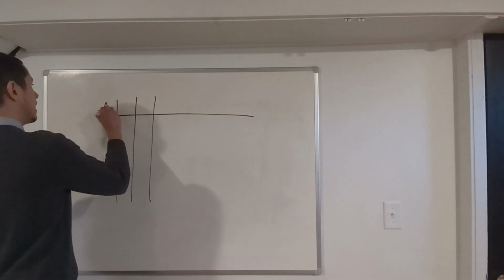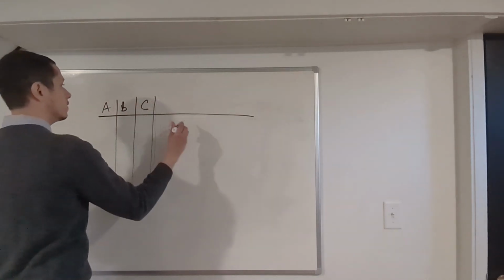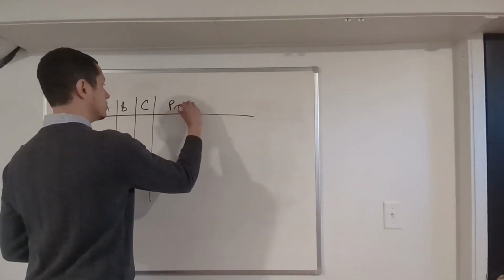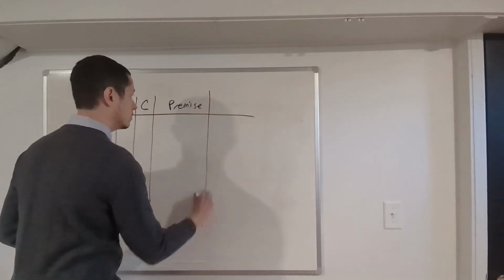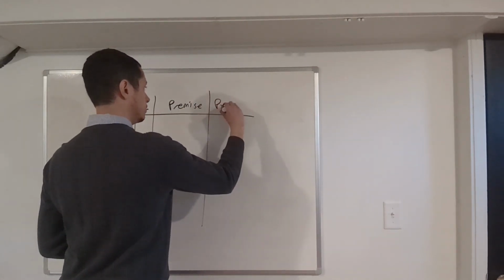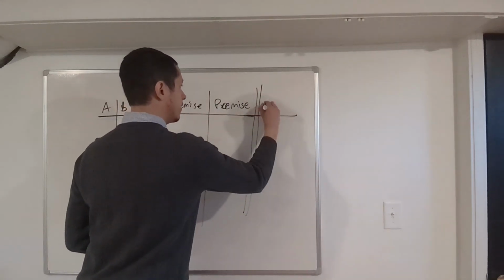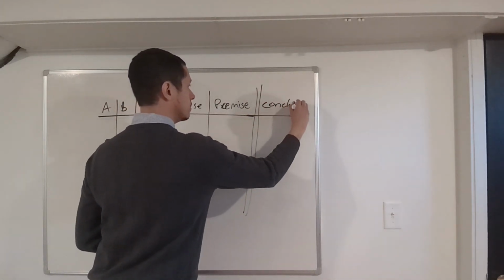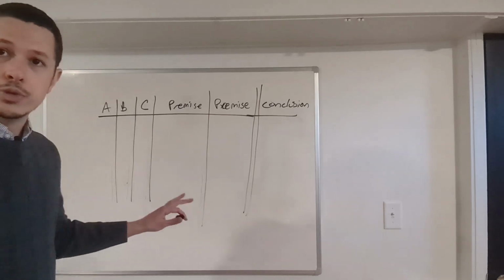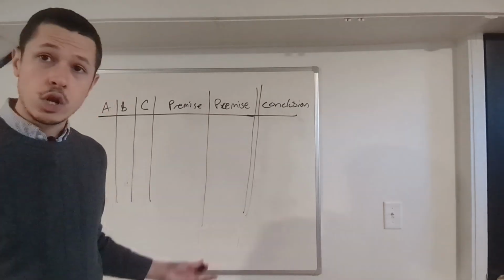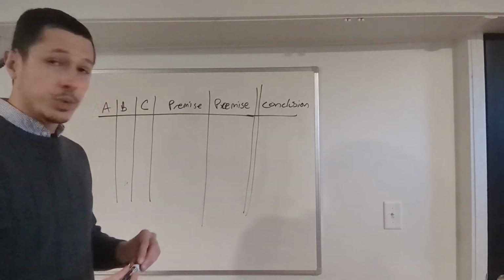So you might have some letters, then you'll have some premises. There we go. And then there will be a conclusion. So this is a truth table that you might set up when you're evaluating an argument for validity, which we're not going to do right now.